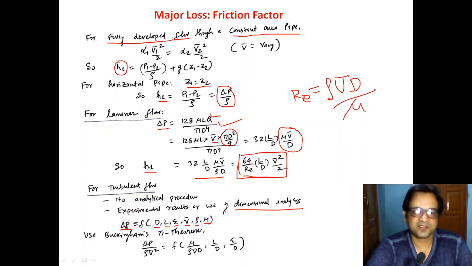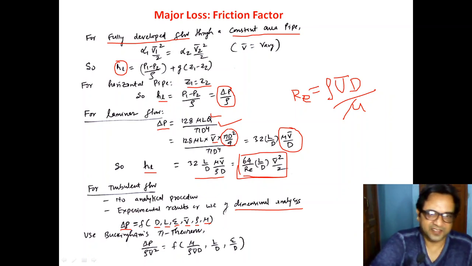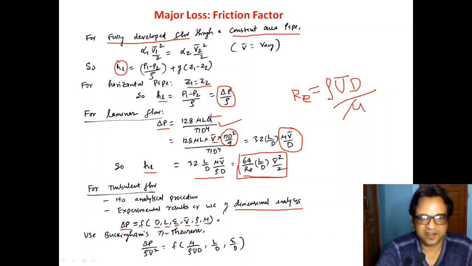So these 7 dimensional quantities can be represented using 3 units: M, L and T. Mass, unit of length and unit of time. So there are 7 dimensional quantities that can be written using 3 units. According to Buckingham's pi theorem, we will get 7 minus 3, that means 4 non-dimensional quantities out of these 7 dimensional quantities.